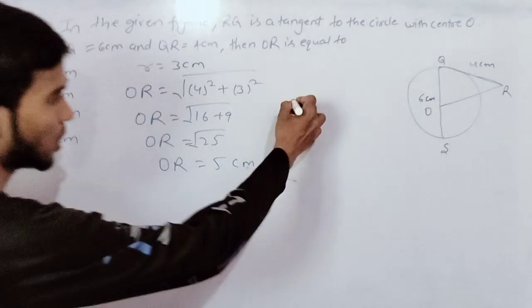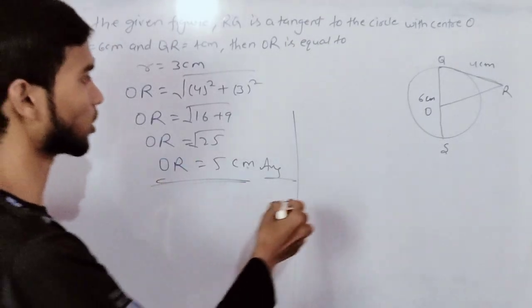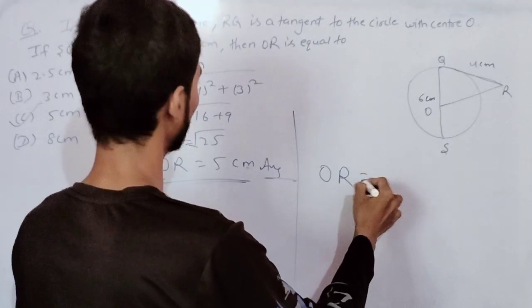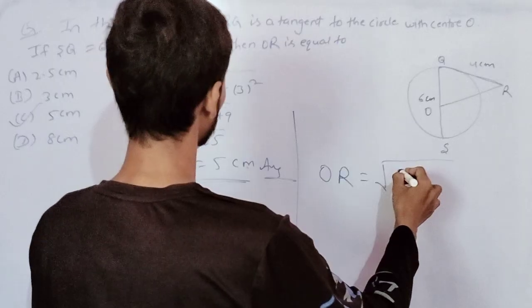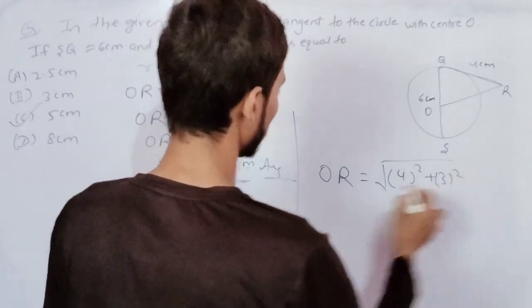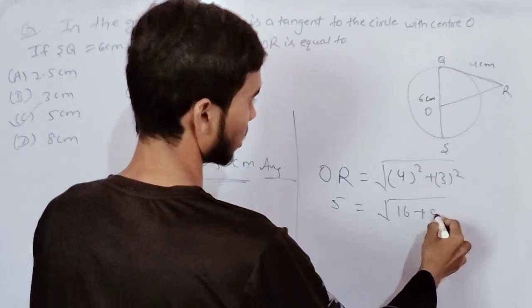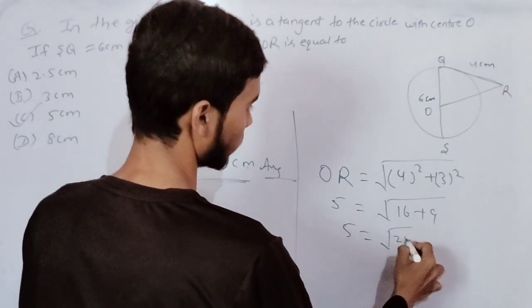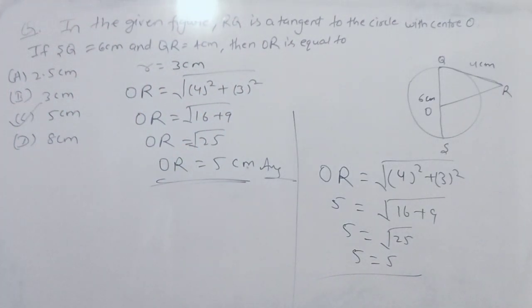You can even check: when you put OR as 5 in the Pythagoras theorem, you will get OR squared equal to 4 squared plus 3 squared. Yes, OR is how much? 5 centimeters. Now you can see 16 plus 9 is 25, and 5 squared is also 25. Both are equal. That's why our answer is correct.